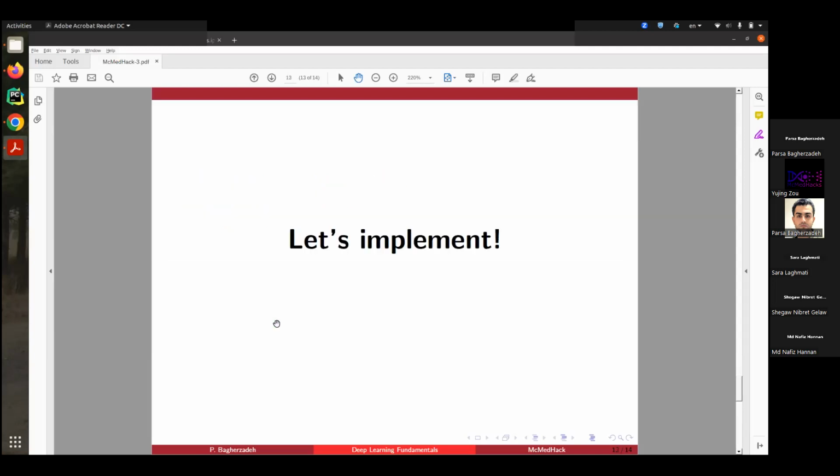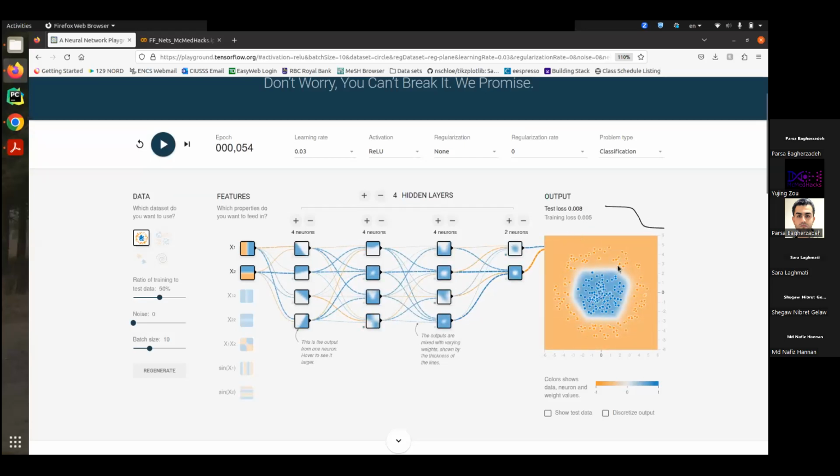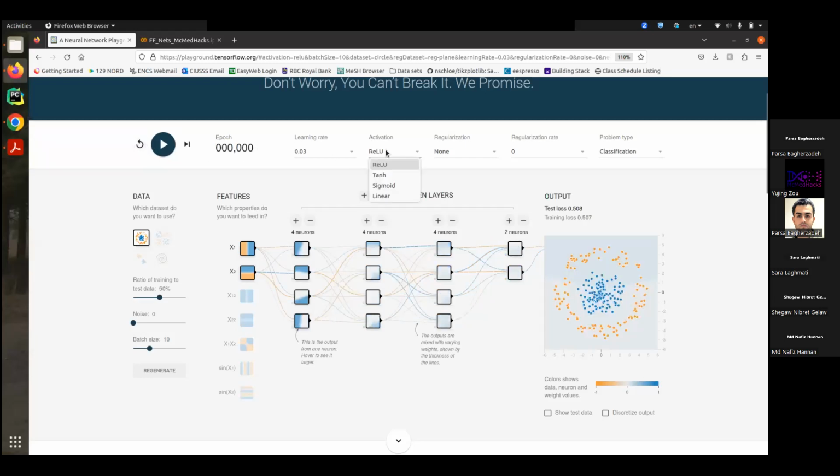So let's put things together and implement. But before going to the implementation, let's see what happens if I change the activation function from linear. Remember, I had the identity function as my activation function, which was linear. Now I want to change it, for instance, to ReLU. Now if I try to separate the two classes, you can see that it can easily separate them. It can approximate a more sophisticated function, or I can have a hyperbolic tangent here.